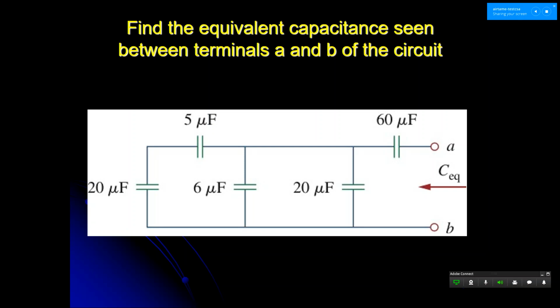Which one of these are going to be in series? Or are there any in series? Absolutely. The 20 and the 5 are in series, so we can add those ones up first. And that would be 1 over 20 plus 1 over 5, to the minus 1. That's going to be 20 over 5, that's going to be 4. What are the units? Microfarads.